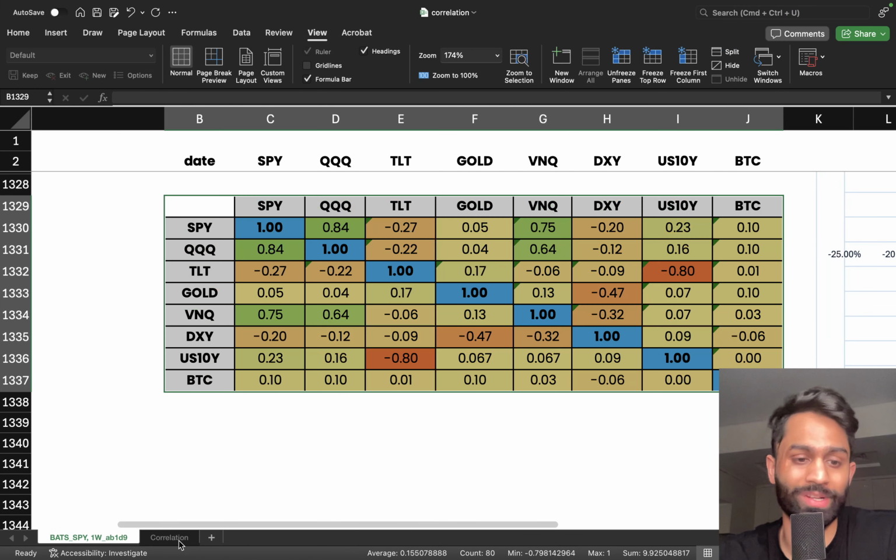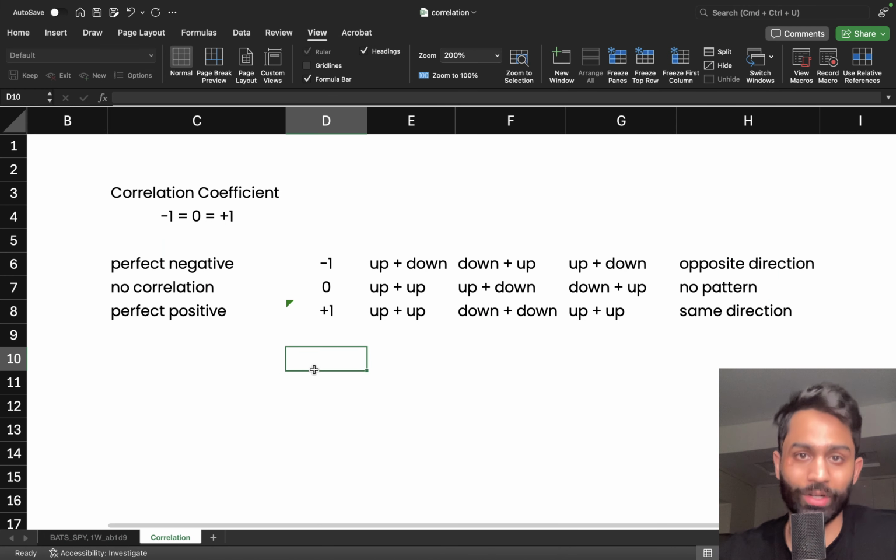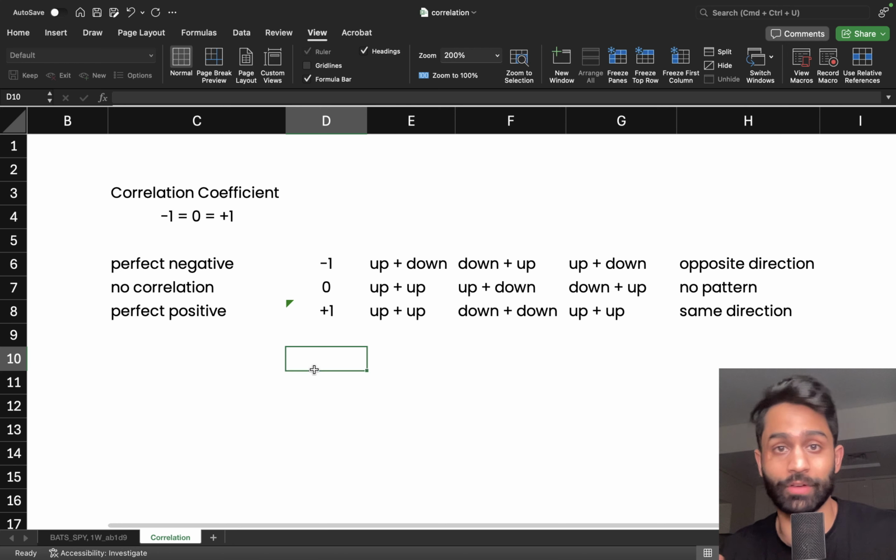Now, the reason why correlation is so important is because when you are constructing a portfolio for yourself, most of us are accustomed to buying stocks. Stocks are kind of like the staple for every portfolio. But there's a ton of other asset classes out there. There's fixed income bonds, there's real estate, there's gold, there's Bitcoin, there's the dollar index. So we've got emerging markets, we've got international equities, we've got domestic equities. So there are a lot of instruments and vehicles out there that you could potentially invest in.